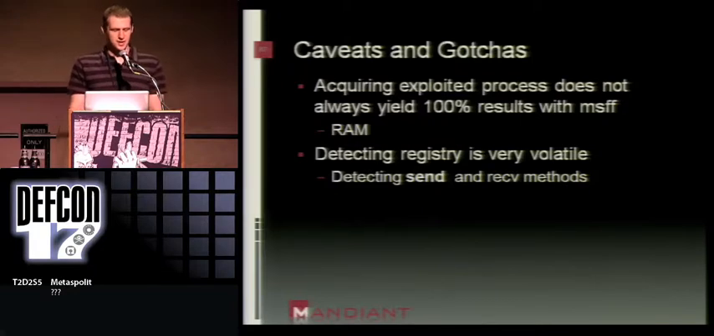Caveats and gotchas. Acquiring an exploited process does not always yield 100% results. Basically, you're going to get partial results. Memory is volatile. This tool depends on what's going on in the system. We've seen full sessions stay in memory 4 hours with heavy system use. We've seen them disappear after 3 minutes with heavy system use.